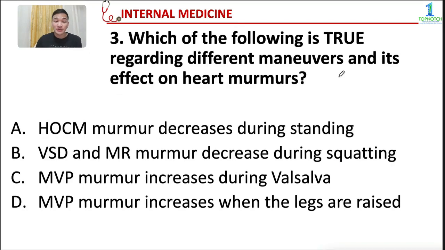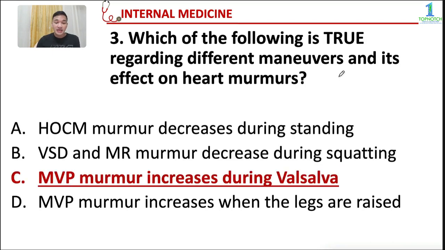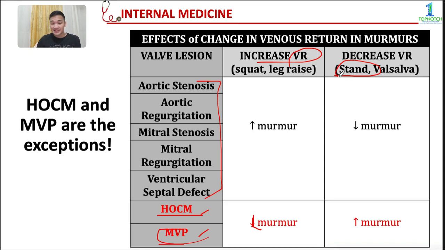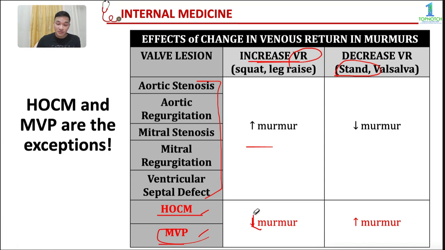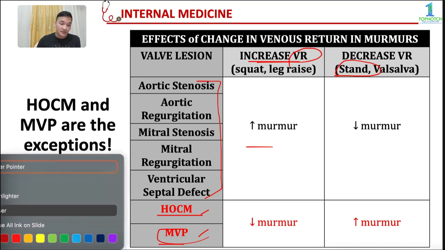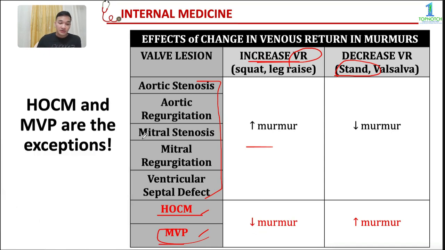Number 3, which of the following is true regarding different maneuvers and their effect on heart murmurs? The correct answer is letter C. MVP murmur increases during Valsalva. There are a lot of valvular lesions whose murmur increases when you increase venous return, except for two, HOCM and MVP, whose murmur decreases if you increase the venous return. So the effect is opposite, no, with increasing the VR.